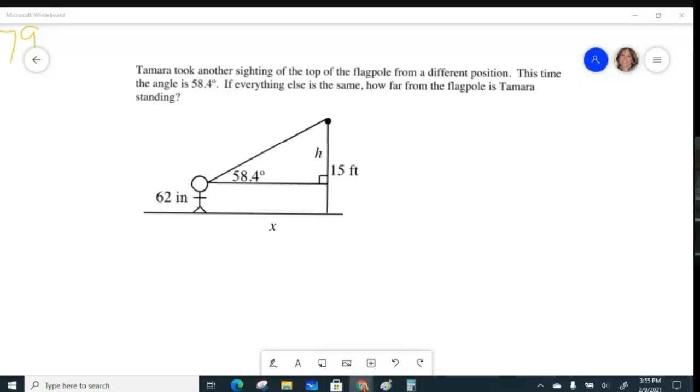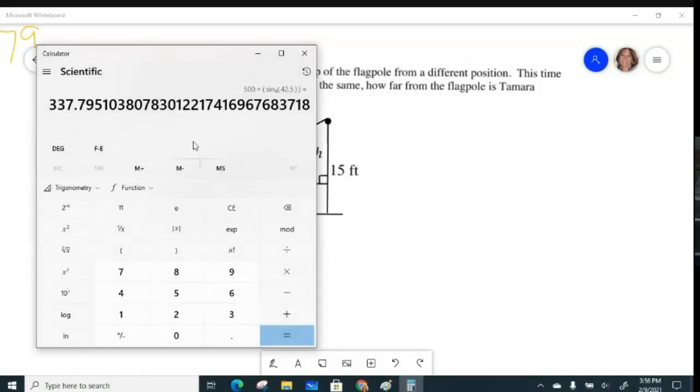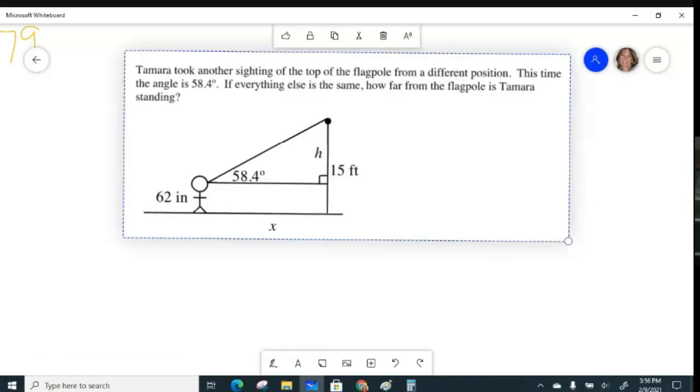Okay. So let's do that first. And we don't want to go to feet, because if we take that 62 inches and divide that by 12 to get the feet, then what we'll end up with is really ugly numbers. And so we really don't want to do that. We want to go ahead and take everything to inches so that it's at least all pretty values. So again, let's go ahead and do that. So 15 feet times 12 to get us into the inches. All right, so we find that that value is 180.